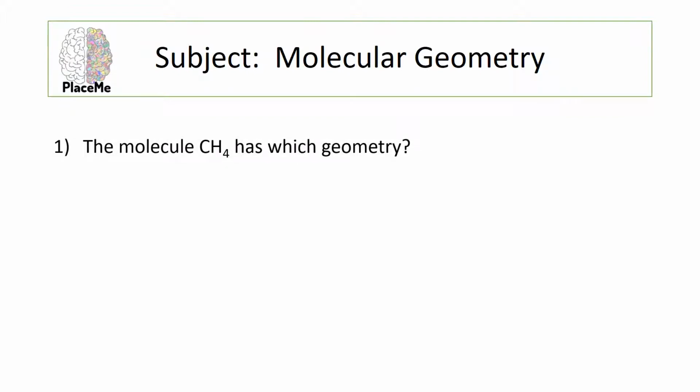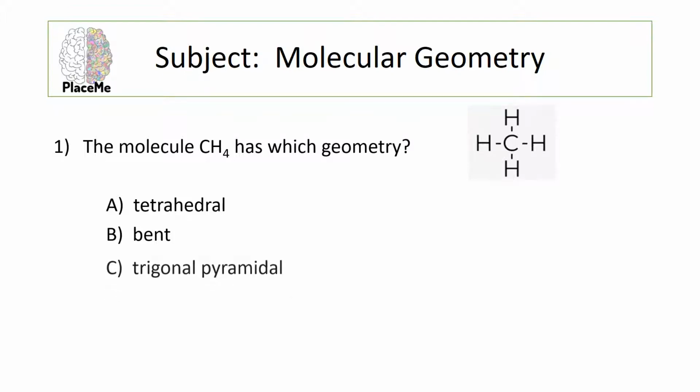So here is the question that you were looking at. We want to determine what the molecular geometry of this molecule is, which is CH4, methane. If we draw out the Lewis structure, this is what the Lewis structure of methane looks like. And our possibilities were tetrahedral, a bent geometry, trigonal pyramidal geometry, or linear.